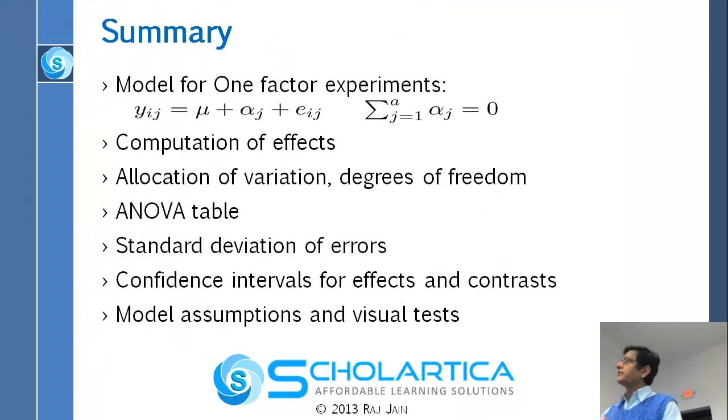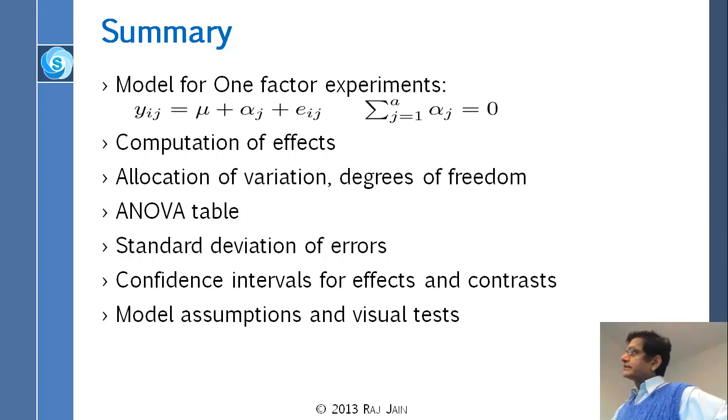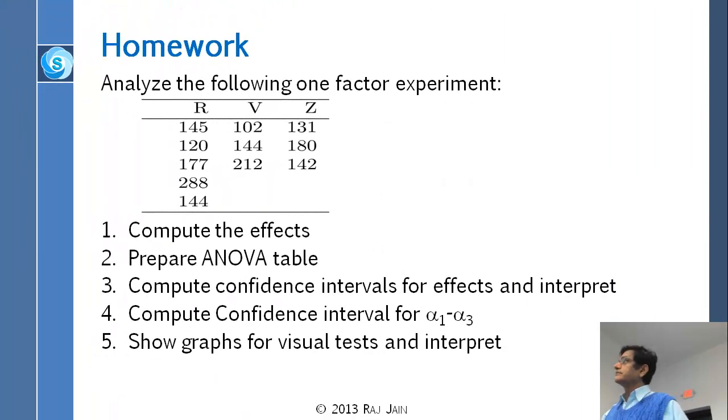So, to summarize this, when you have just one factor, you can put a model like this. You can now compute the effects. You can compute the degrees of freedom. You can do the ANOVA table, standard deviation of error, confidence intervals, and so on. And let me just go through the homework, which is basically we removed one more line here, one number here. So the question, you have to do the whole thing for one factor for this table. Alright?